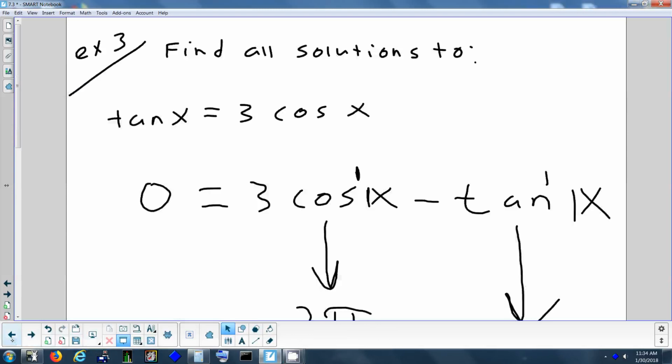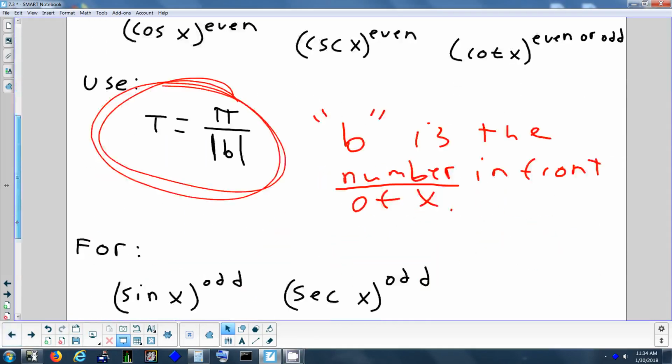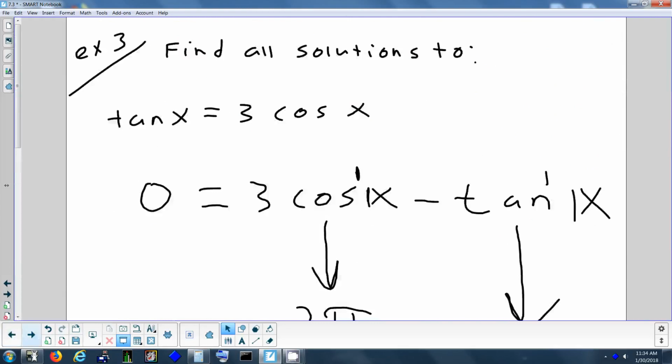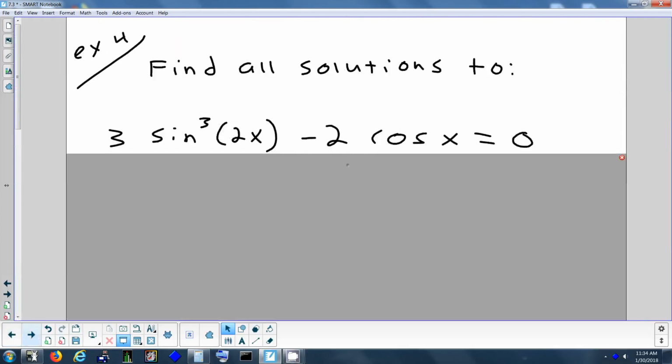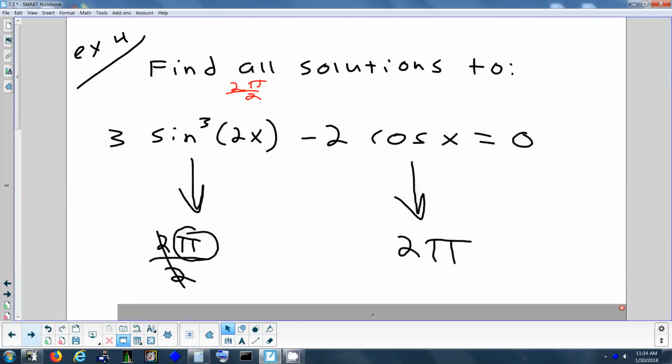All right, so let's take a look at our formula. We have sine to an odd power. So we're using the formula 2 pi divided by b. Oh, never mind. I looked at the wrong thing. Okay. So in our case, b is 2. What's 2 pi divided by 2? Pi. Okay, so we get pi, 2 pi divided by 2.